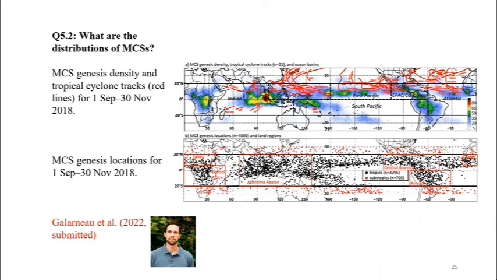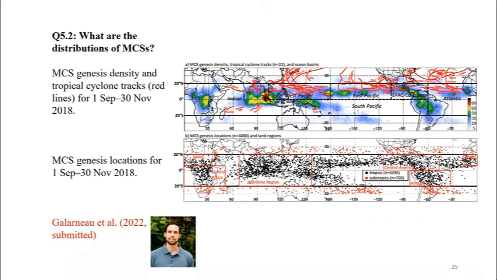And the important thing about MCS is that most of the extreme events are actually caused by MCS. So it's really important. That's why we emphasize MCS. Of course, tropical cyclones are also important. For our mission, we will address both.